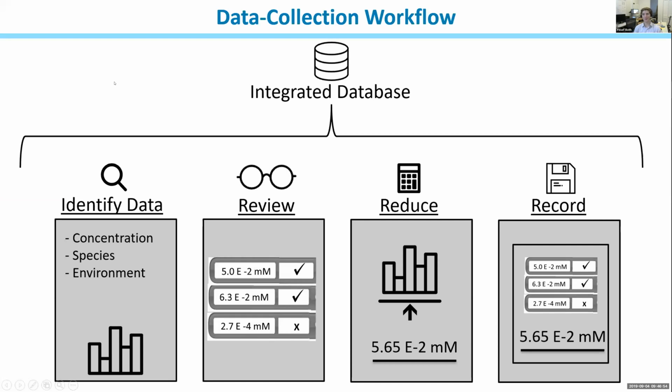So just to give a quick summary of the data collection workflow. One, Datanator allows you to identify the most relevant data using a series of filters. Two, you can review each one of the experimental observations to ensure its accuracy. Three, it allows you to reduce the data to a consensus value. And four, it allows you to automatically record the total distribution of data, the filter distribution, and the consensus values.